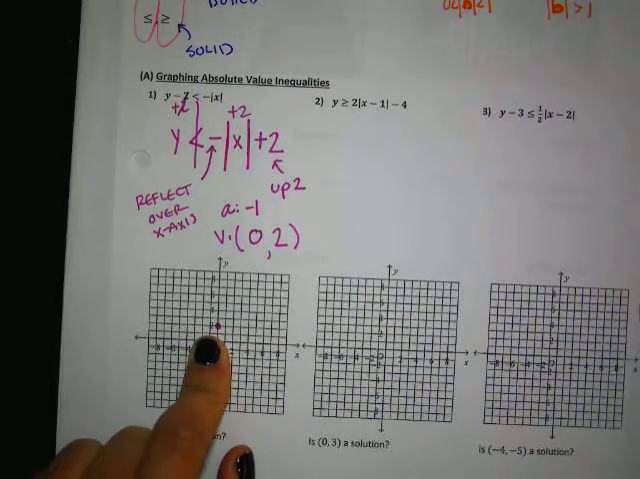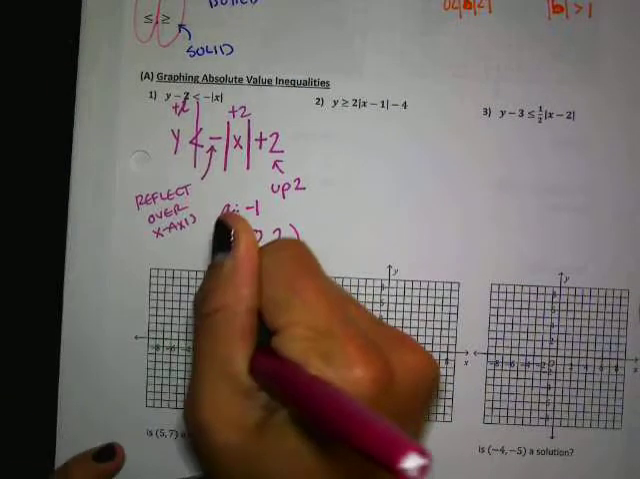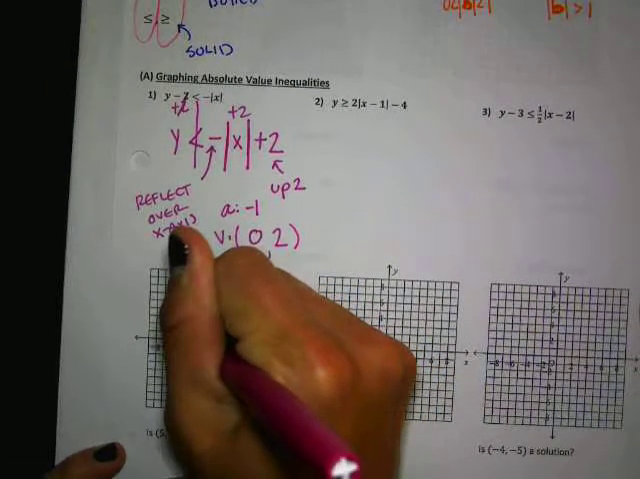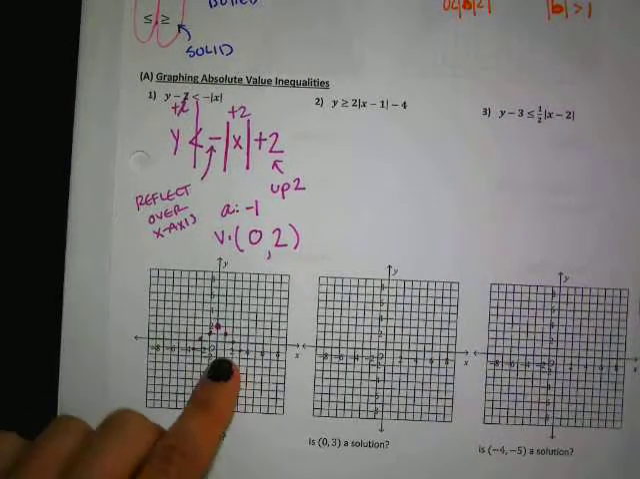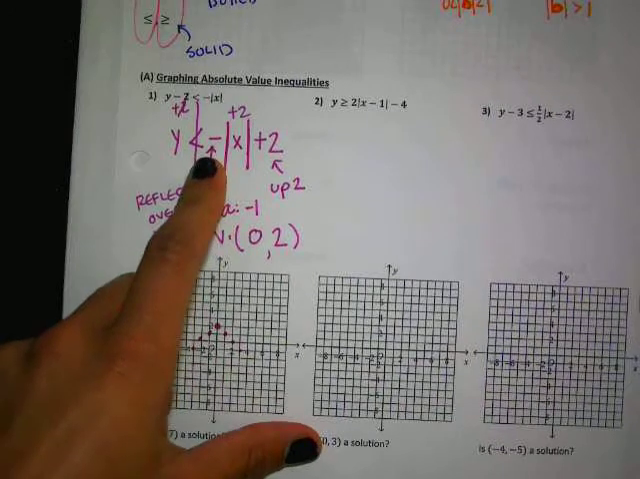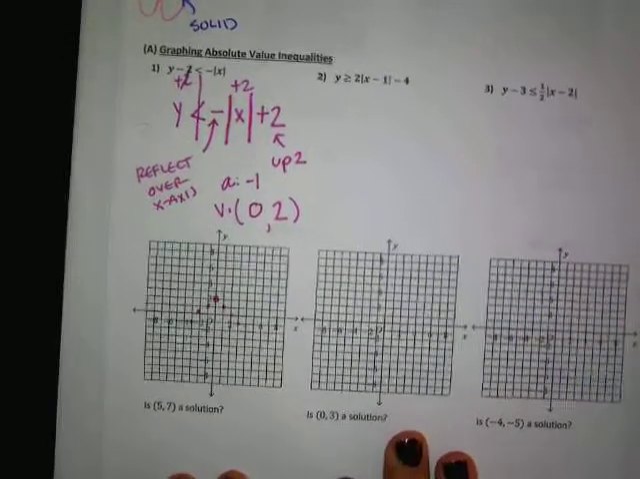Now, what am I going to be using for slope? -1 over 1, the a value. So I'm going to go down 1 over 1. Which makes sense because you're getting reflected over the x, so it's getting flipped upside down.